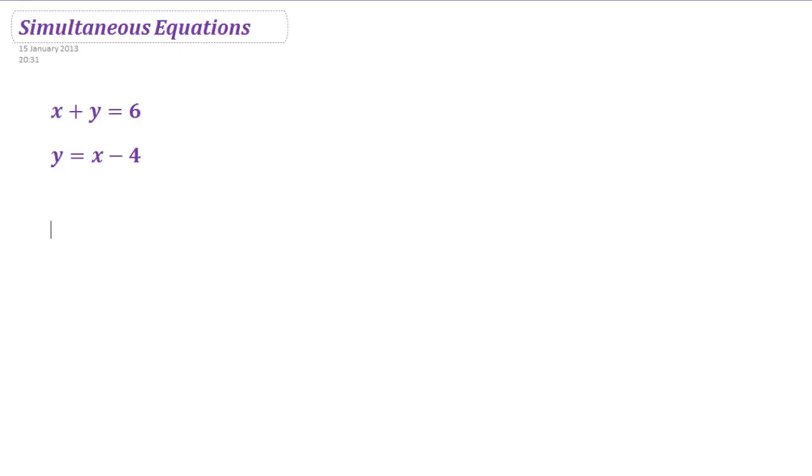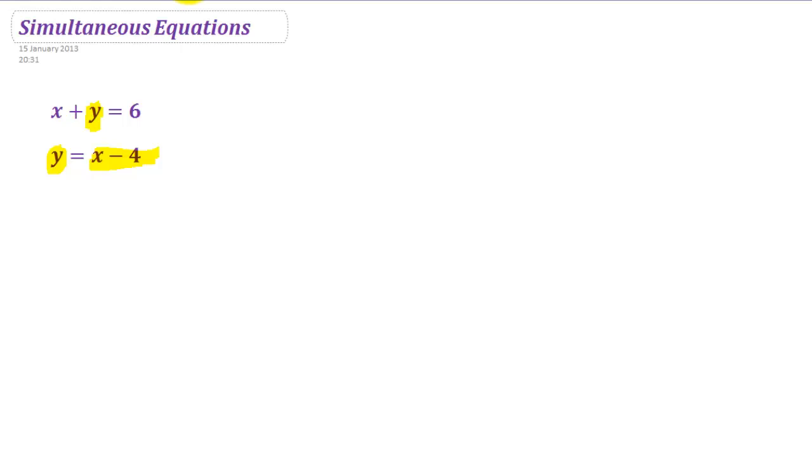So here are those two equations, and the first method we're going to look at for solving these is substitution. It makes sense when you've got equations written like this to substitute one in for the other. We can see that we've got y equal to x minus 4. So the sensible thing would be to replace that y with x minus 4, and then we've got an equation with just x's in it, and we'll be able to find that x, and once we've found that x we can find the y value.